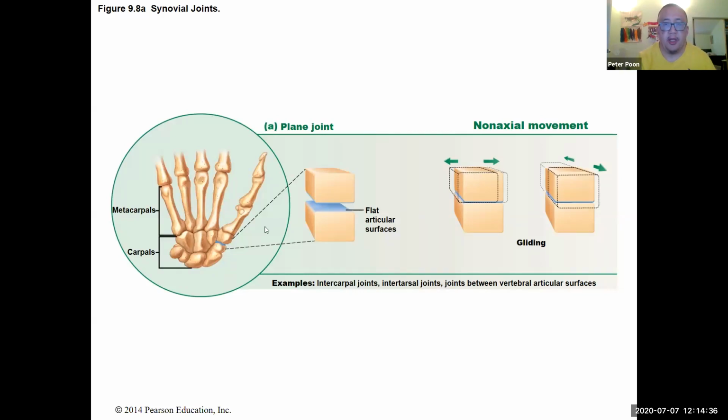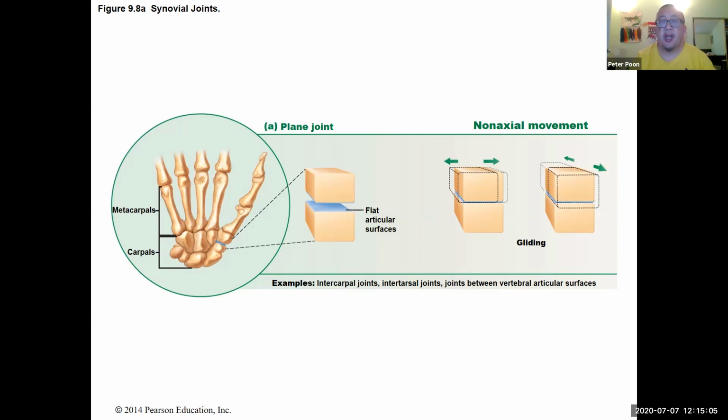The examples are the intercarpal joints, in between the carpals, and the intertarsal joints, in between the ankle bones, and then the joints in between the vertebrae, the vertebral articular surfaces. So between the superior articular facet of one vertebra and the inferior articular facet of another vertebra.